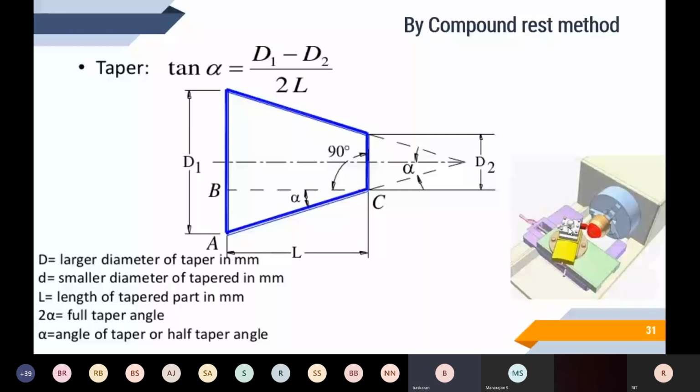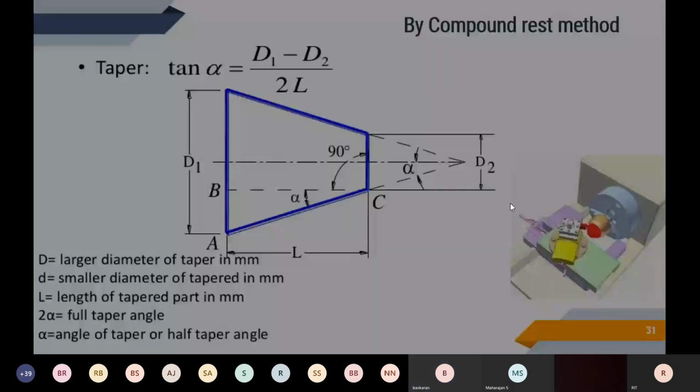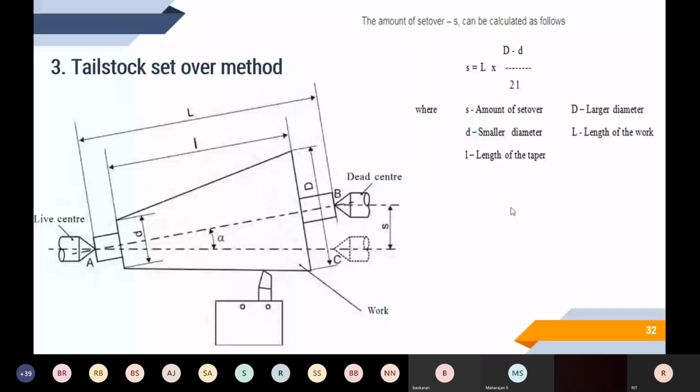Another technique is the tailstock set over method. The tailstock is designed in two parts, namely the base and the body. The base fits into the bed guideways, and the body, holding the dead center, can be moved to shift it off the lathe axis. This is the difference: the bed is static, and the body moves. The dead center is shifted from its original position by a calculated distance. That distance is called S, the set over.